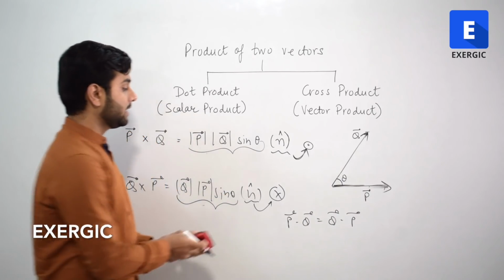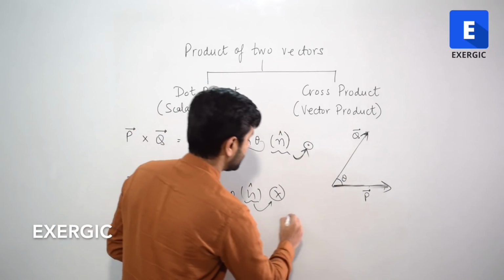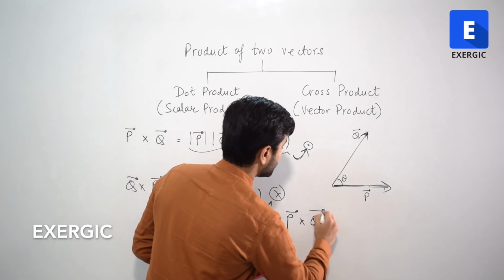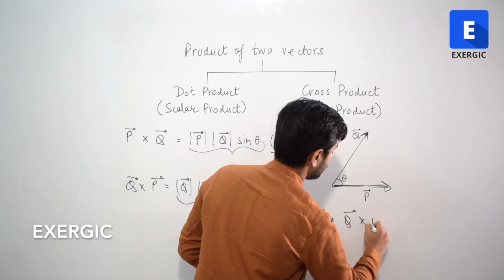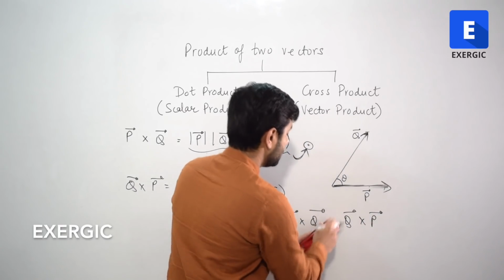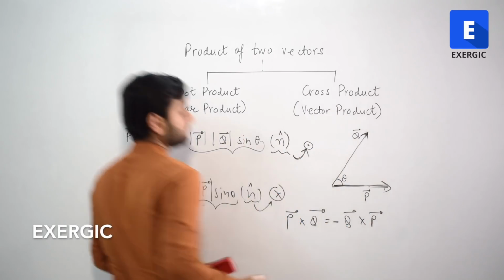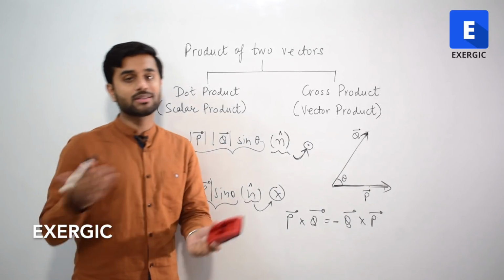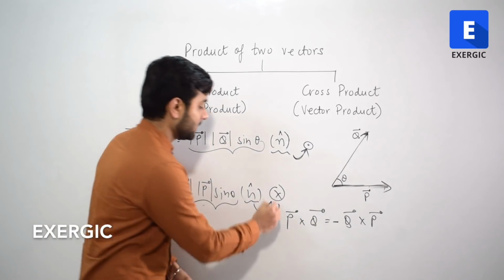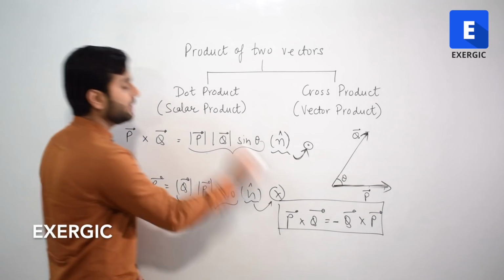So what we can write here is that the cross product of P and Q is not equal to the cross product of Q and P. Rather, it is the negative of that, right? Because the magnitude is the same, but only the direction is opposite. So to represent opposite direction, we use a negative sign in the case of vectors. So this also you can remember.